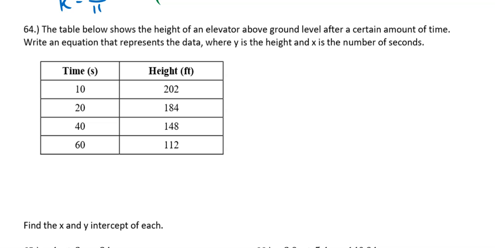If I look at this one, it says the table below shows an elevator's height above ground level for a certain amount of time, and we want to write an equation for the data. Once again, if we're writing an equation, we have to look at the change in y over change in x. I have to look for these patterns. Over here, it's a pretty easy one. This one goes up by 10, and then here it goes up by 20, and then here it goes up by 20 again.